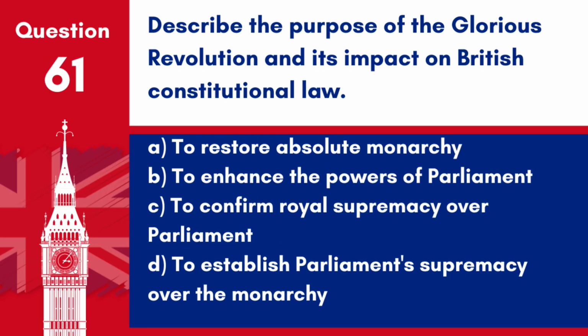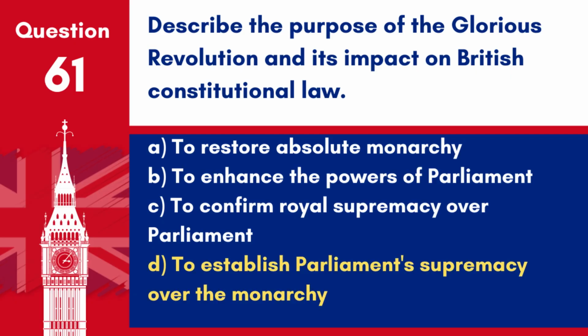Question 61. Describe the purpose of the Glorious Revolution and its impact on British constitutional law. A. To restore absolute monarchy. B. To enhance the powers of Parliament. C. To confirm royal supremacy over Parliament. D. To establish Parliament's supremacy over the monarchy.